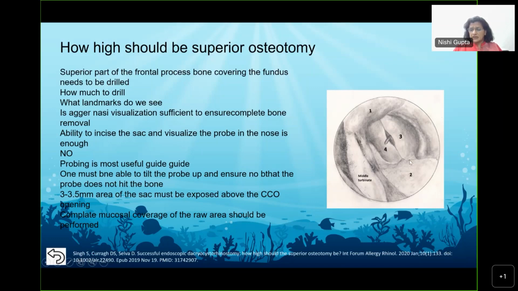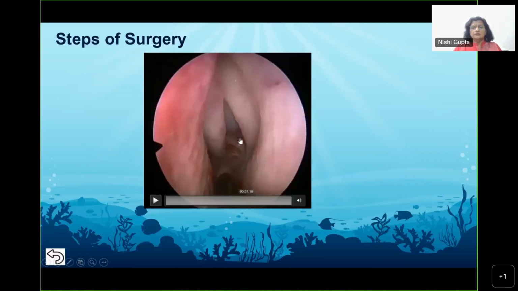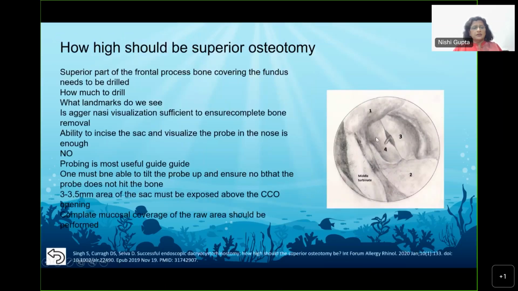It's a beautifully covered sac. And if we go back, we can see that in this case, we had seen this probe through the common canaliculus in exactly the same row.